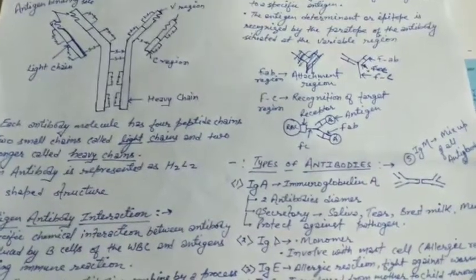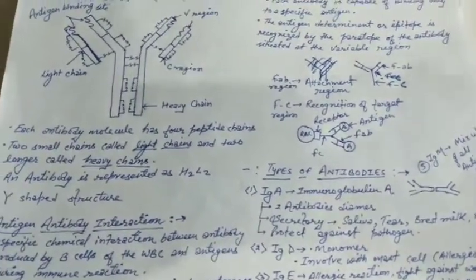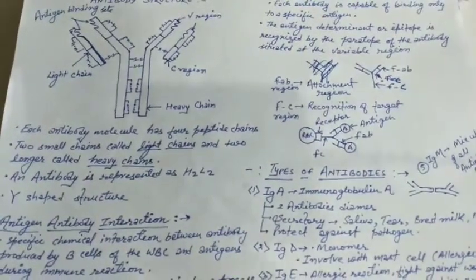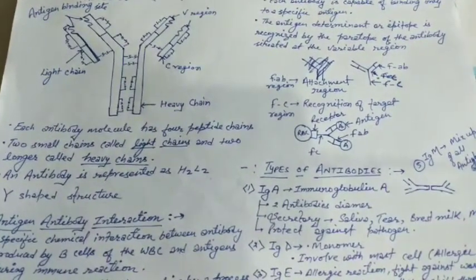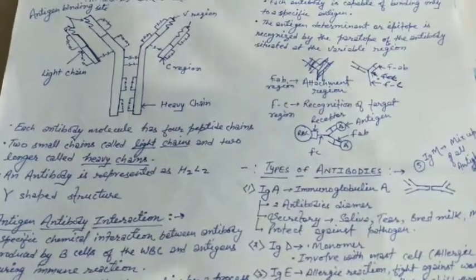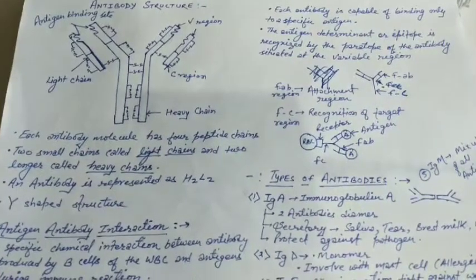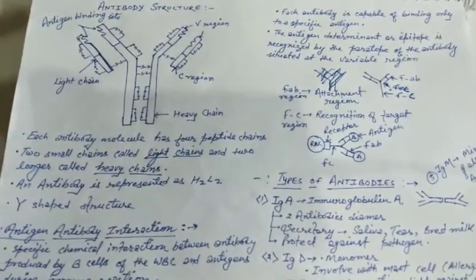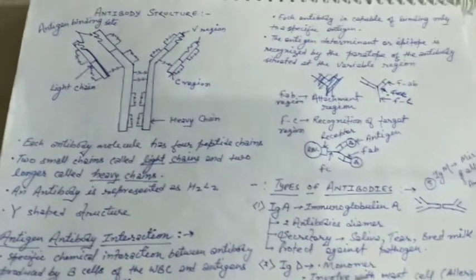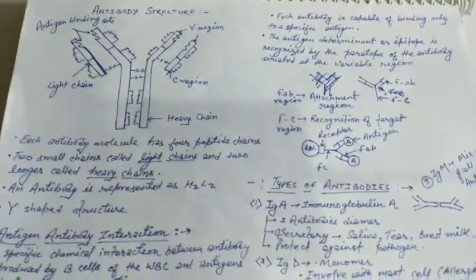Myself is Sumit, and today we'll be doing the 8th chapter, Human Health and Disease. In today's lecture, we'll be talking about the structure of antibody, antigen interaction, and types of or classification of antibodies.